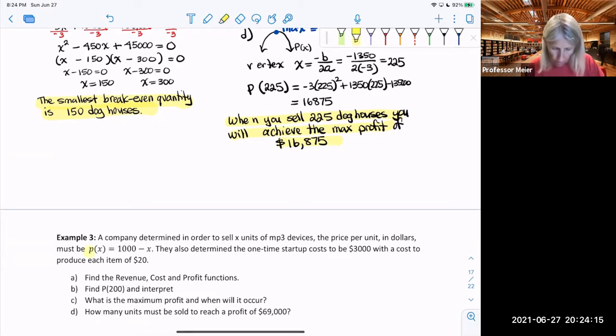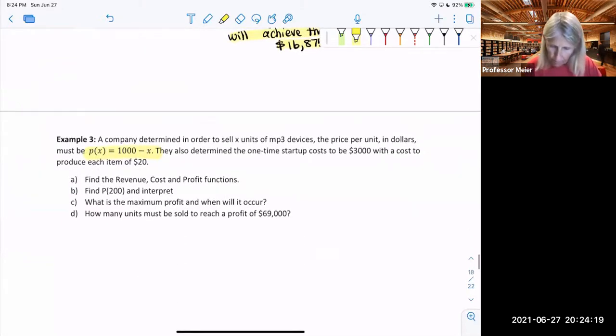So look, little p of X, that's a price function. All right, let's make sure we make a note of that. That is price. Okay. They also determine a one-time startup cost to be $3,000 with a cost to produce each item of $20. That's like a variable cost. So they're giving us a fixed cost and a variable cost. Okay, find the revenue, cost, and profit functions.